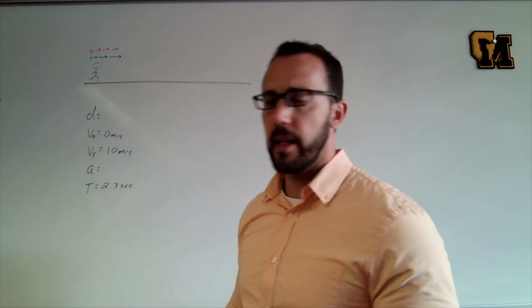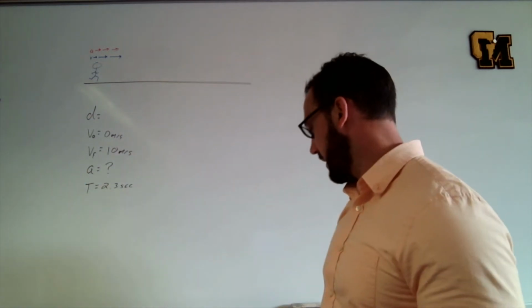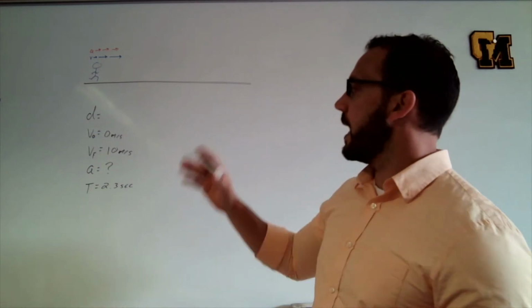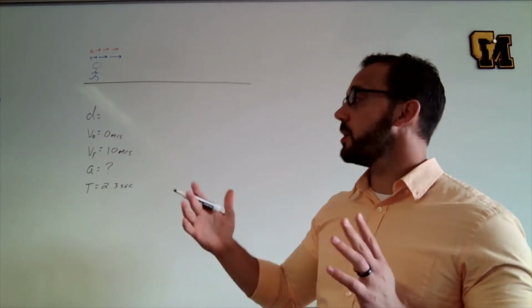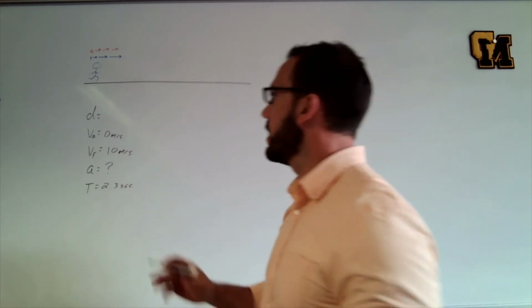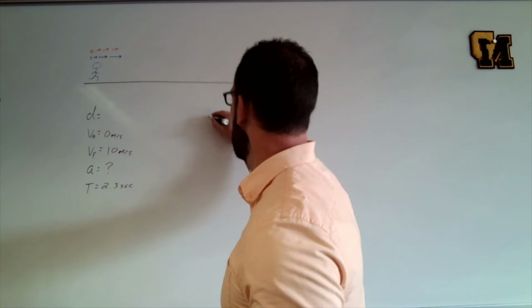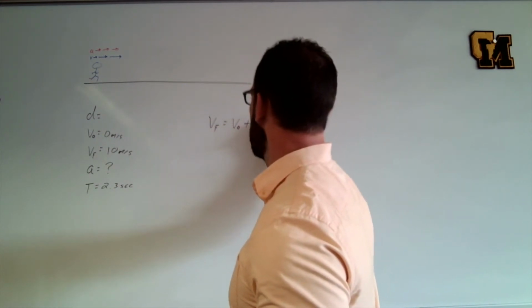And the question is asking, what is the average acceleration that he has during that time? So now we're going to pick the equation that does not have the distance in it because we don't know how far he travels during this 2.3 seconds. So the equation that does not have distance is VF equals V naught plus AT.